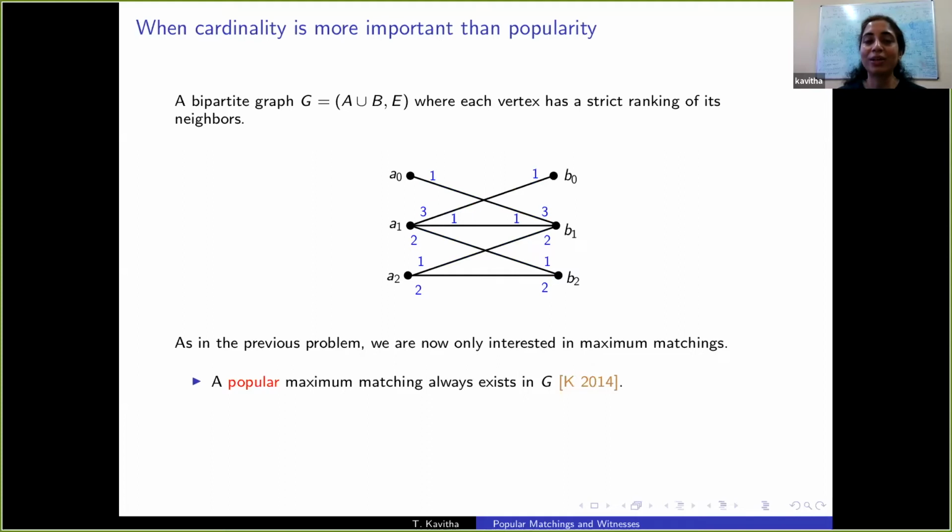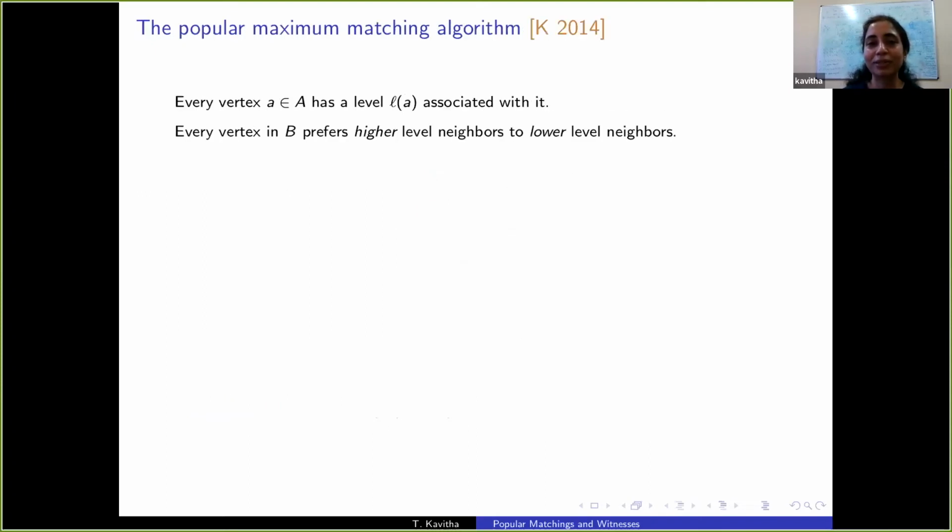Actually, I looked at these questions about 10 years ago in the same paper as the max size popular matching algorithm. The same paper has both that algorithm and this algorithm, where, in fact, I showed that such a popular maximum matching can be computed in O(mn) time. So such a matching is always there because the algorithm finds it. Let's just go through this algorithm. It's just a simple algorithm.